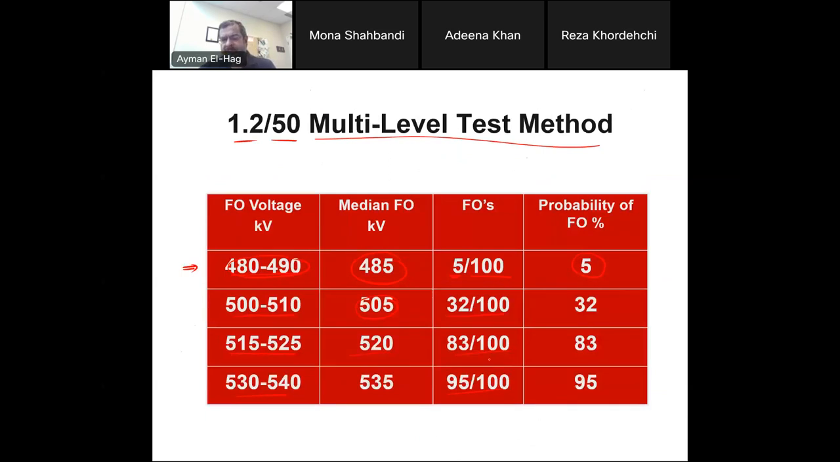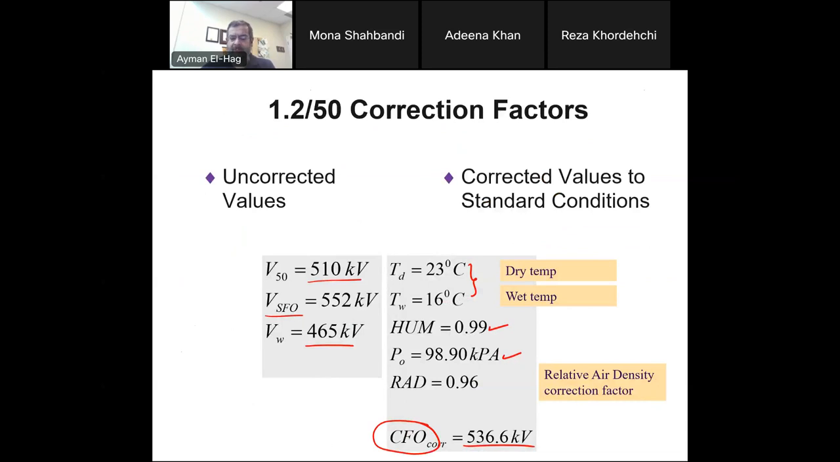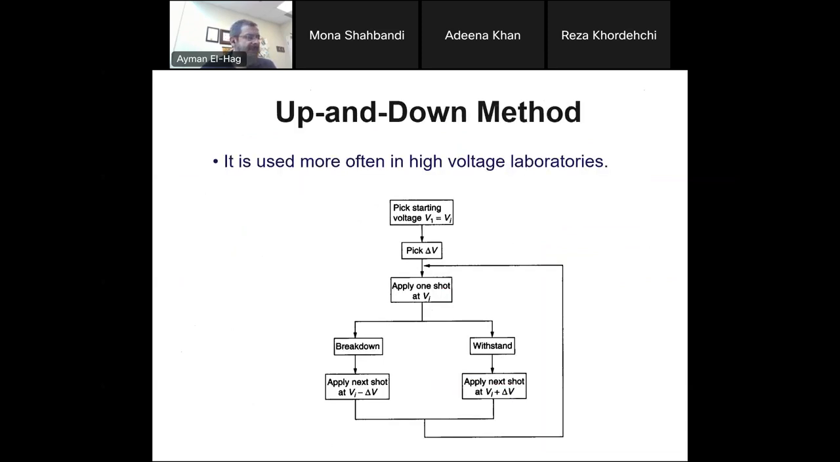So here it is very time consuming. Imagine you have to do this 400 times. Each time you apply the voltage, each time you see if there's a flashover or no flashover. So it is really time consuming to come up with this value. There is an easy and fast method that can be utilized, but we will go for this after the break. So let me pause.